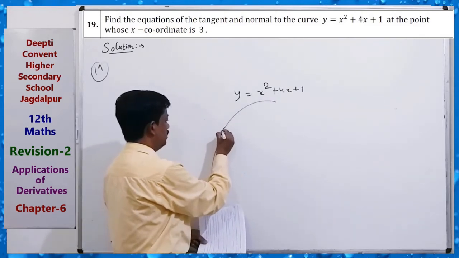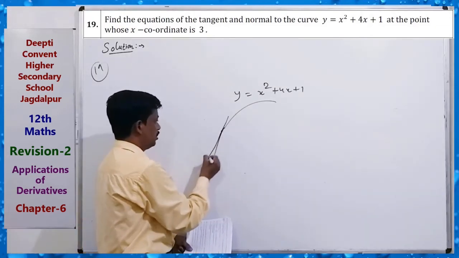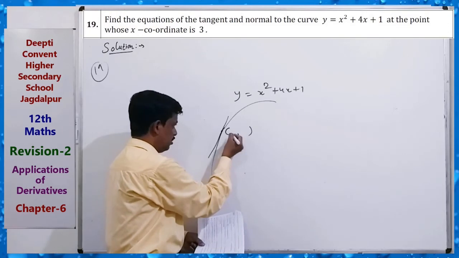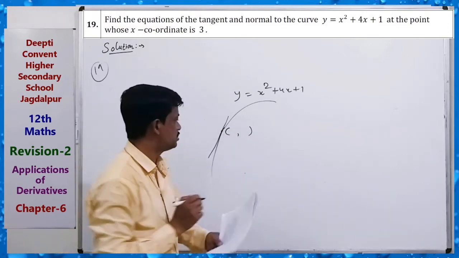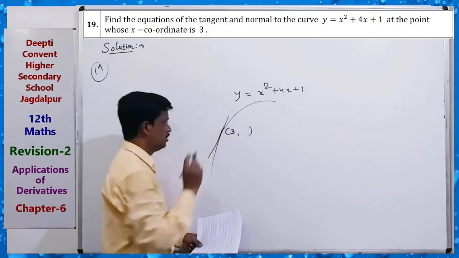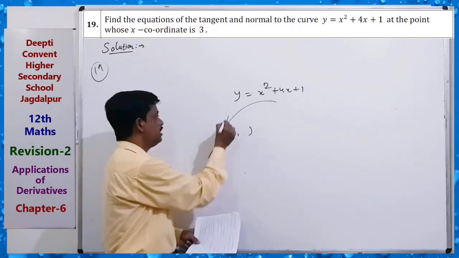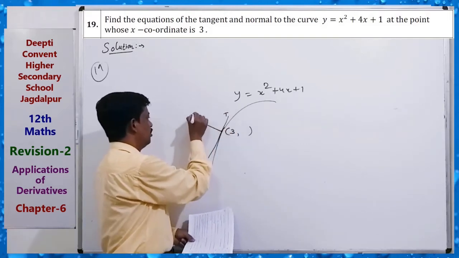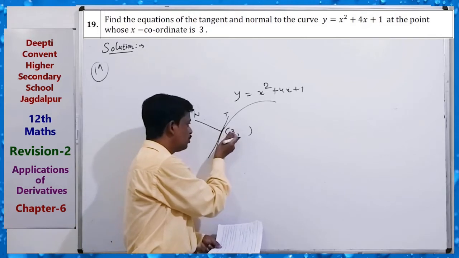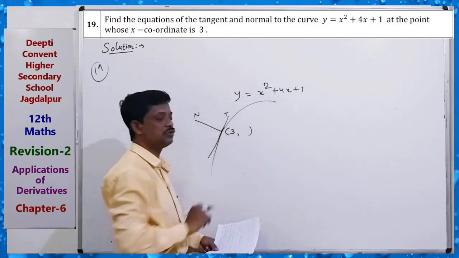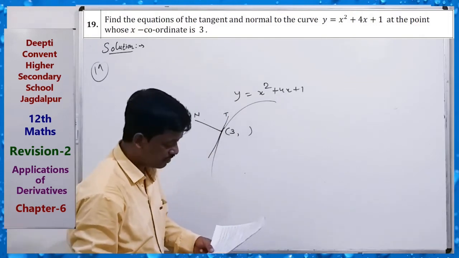Now we have to find the equation of tangent and normal. Suppose this is the point of contact, at the point where the x coordinate is 3. At this point we have to find tangent and normal. So at this point x equal to 3, you can put here x equal to 3, then we can get y. So y equals to what? 22.